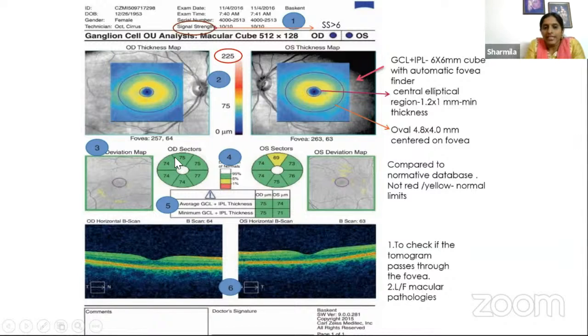And then you have the right eye, again a sector-wise distribution, and the left eye. And then in the middle, you have this very important table, which shows the average ganglion cell layer and inner plexiform layer thickness for the right eye and the left eye, and also the minimum thickness which is seen. And here below is a circle, the tomogram, which shows that the image is passed through the fovea. That is, the fovea should be present to show that it is a well-centered image. And it also helps us to identify any macular pathologies.